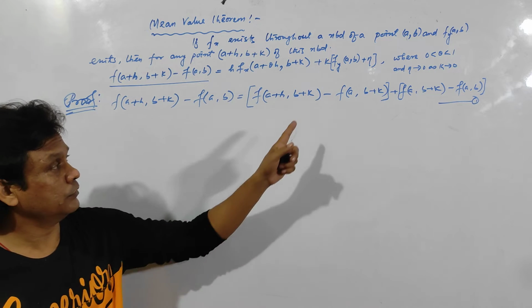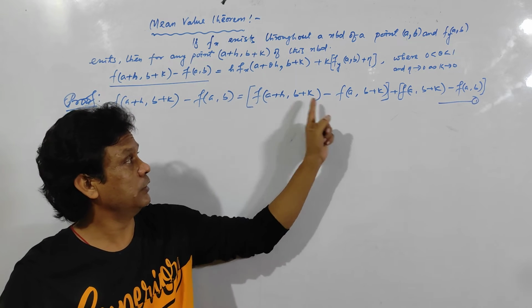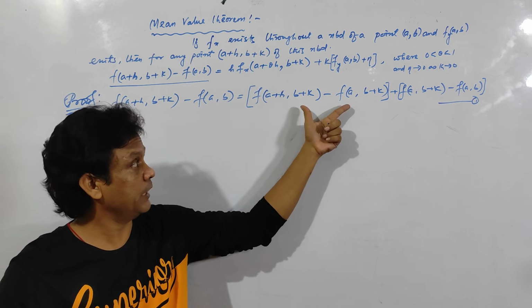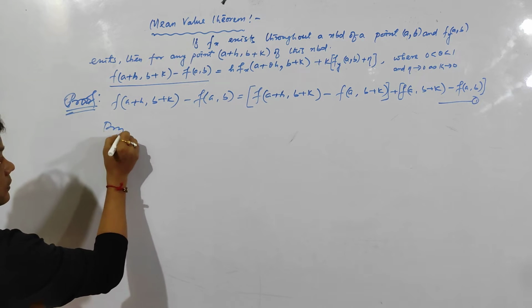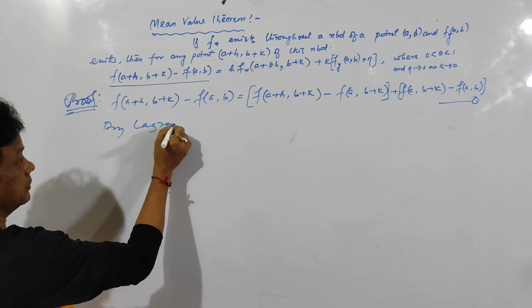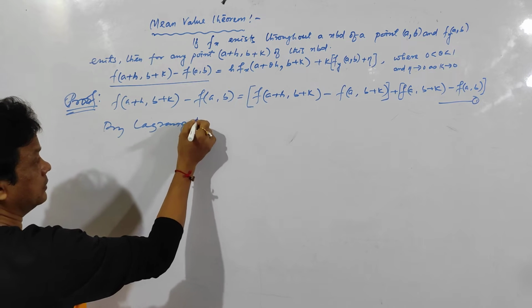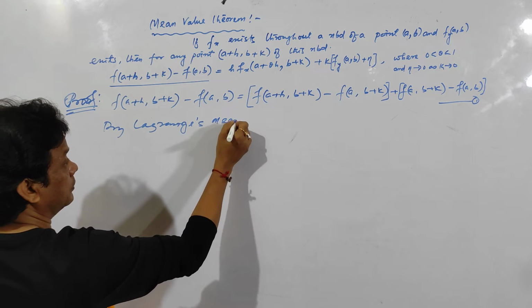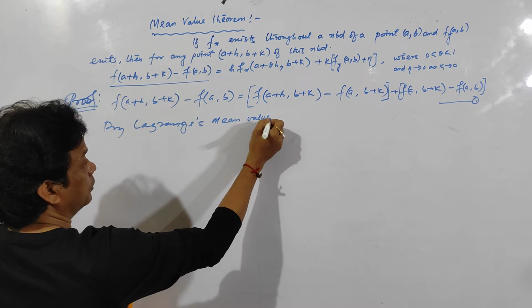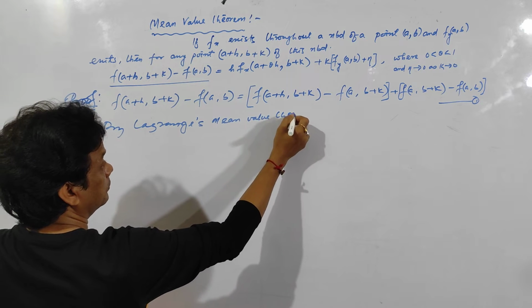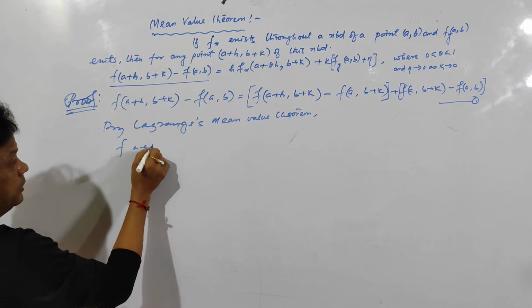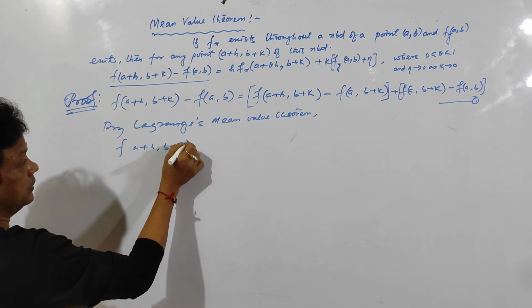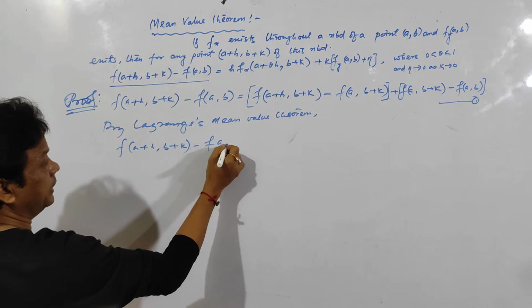So here y remains constant, only x varies. So apply the Lagrange mean value theorem to this part. So by Lagrange's mean value theorem, f of a plus h, b plus k minus f of a, b plus k.